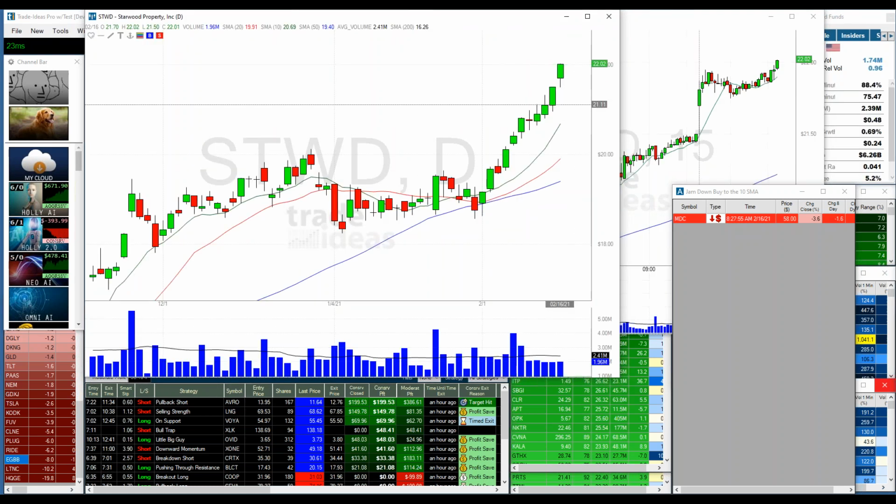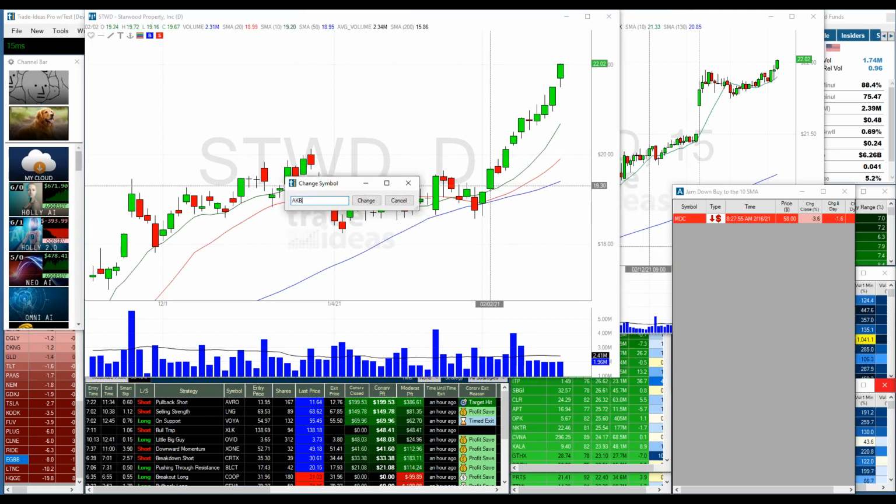STWD, very nice movement, but I wouldn't chase it up here at any moment. It's going to have a date with its 10-period moving average at some point, probably sooner rather than later. That's a lot of green candles there. That was STWD.